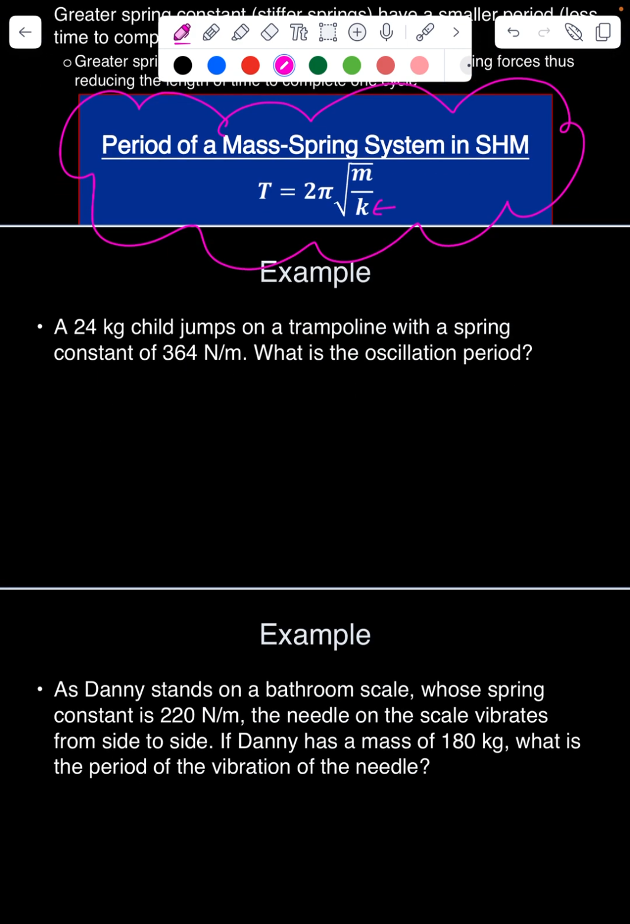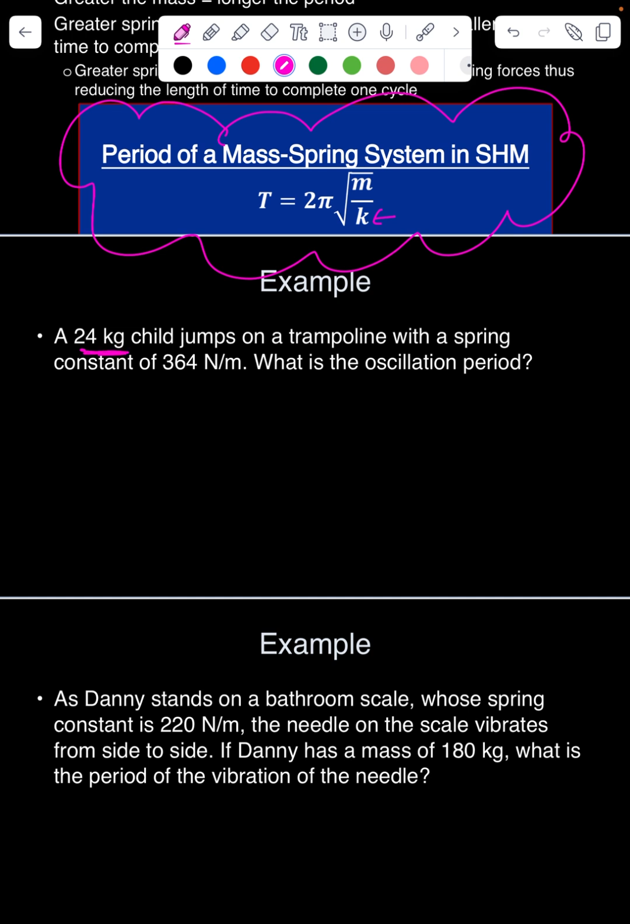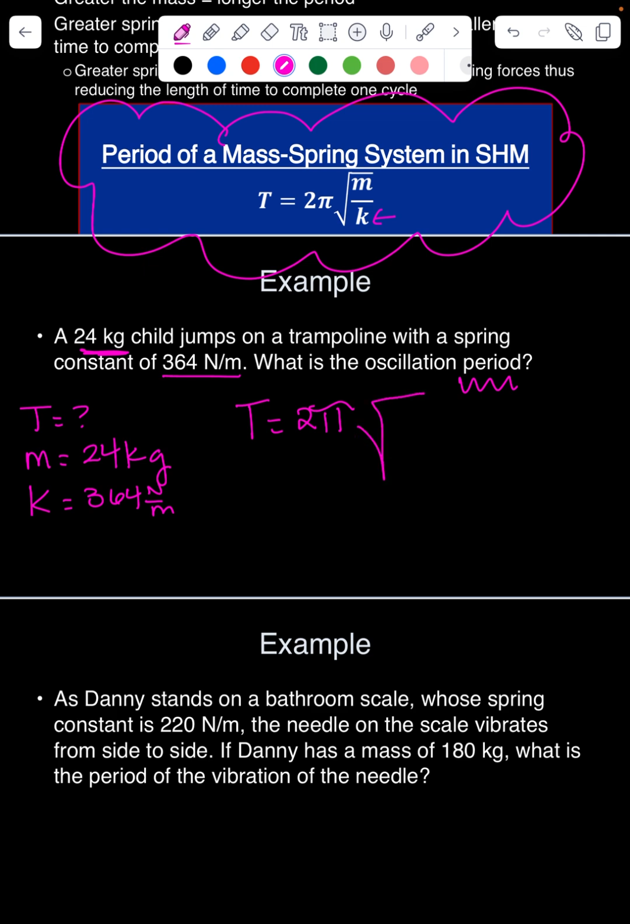All right, so let's look at this. We have a 24-kilogram child who jumps on a trampoline that has a spring constant of 364 newtons per meter. We want to know the oscillation period. So we're looking for the period. We know the mass of the child is 24 kilograms, and the spring constant is 364 newtons per meter. Because we are solving for period, we do not have to rearrange our equation.